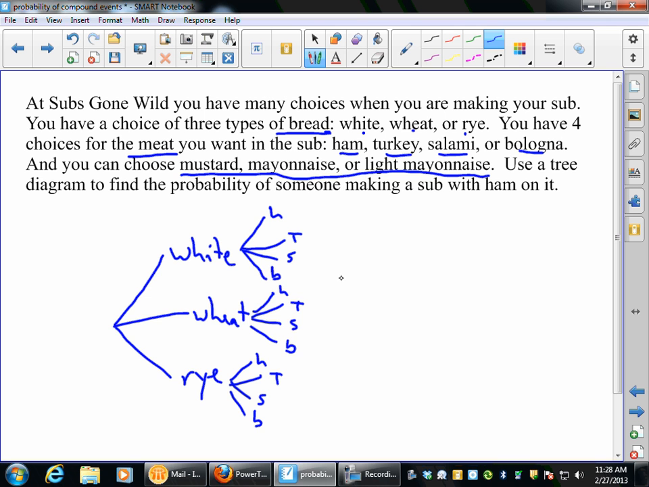Now I have three choices for my condiment. So off of every single one of these, I have three more branches. So you can see this can get very crowded. And you want to be careful when you're making tree diagrams that you give yourself enough room. I really didn't give myself a whole lot of room here.